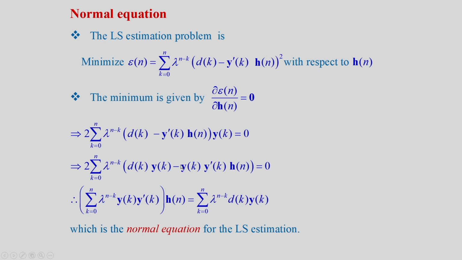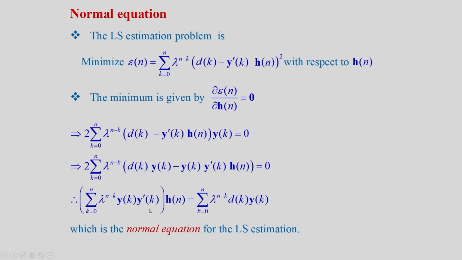Now bringing this part to the right hand side, we will get summation lambda to the power n minus k into yk yk transpose, k going from 0 to n, into Hn is equal to summation lambda to the power n minus k into dk, that is a scalar, into yk vector, k going from 0 to n. So, we have a matrix equation now, and this equation is known as the normal equation for the LS estimation.